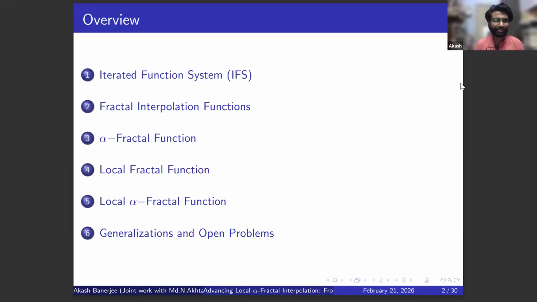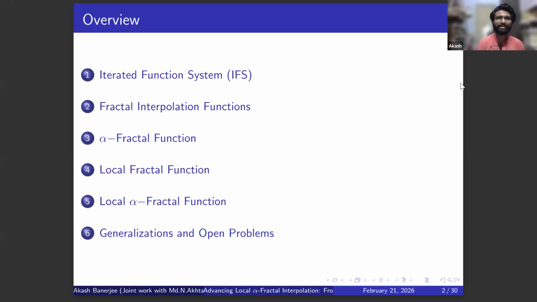First of all, I will introduce what an IFS is. Then I will talk about the basic construction of fractal interpolation function. Then I will give a basic overview of alpha fractal functions, then local fractal functions, and ultimately I will introduce the main topic of this talk, that is local alpha fractal functions that we have constructed by using ideas from alpha fractal functions and local fractal functions.